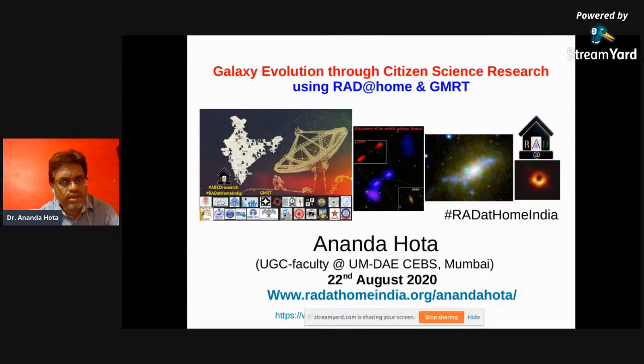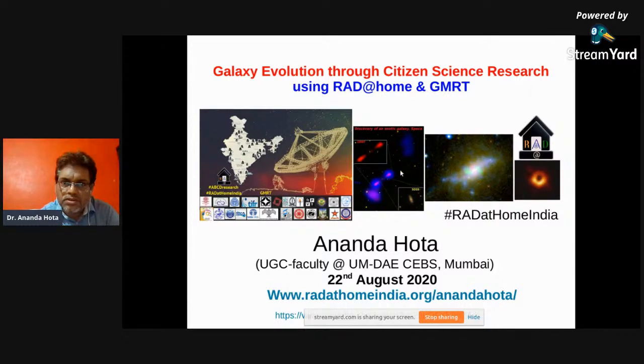On the left-hand side, you see this big India map and one of the discs of GMRT and a lot of institutional logos given there. These are the various institutions, roughly almost 2 dozen. They are supporting this citizen science effort. So why this is important, why so many institutions are supporting, we'll talk about this.